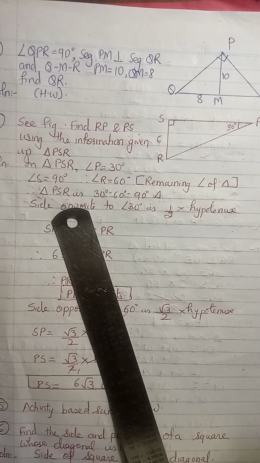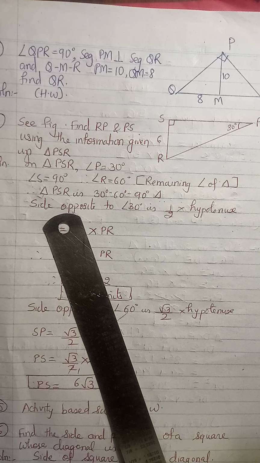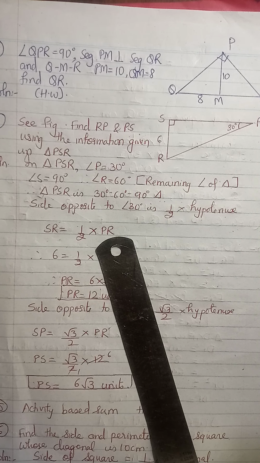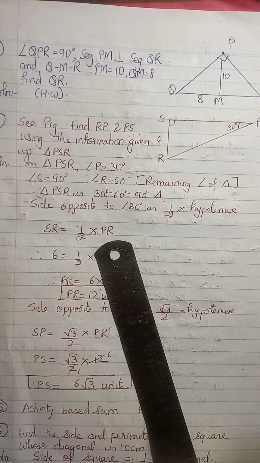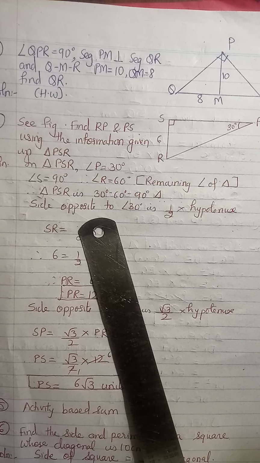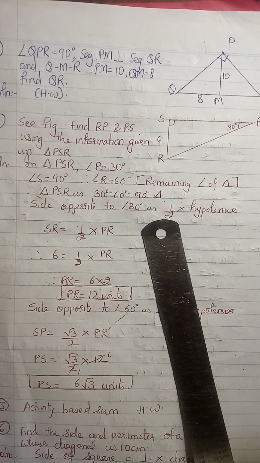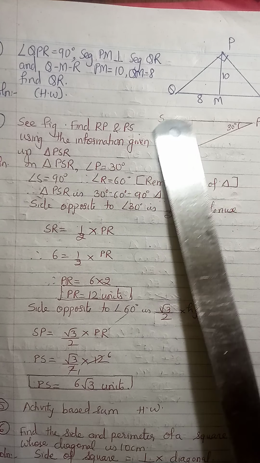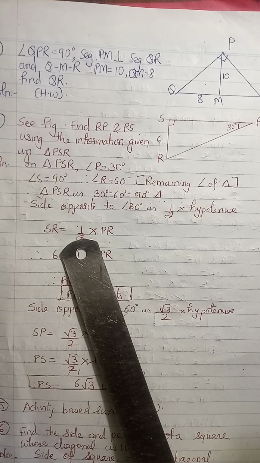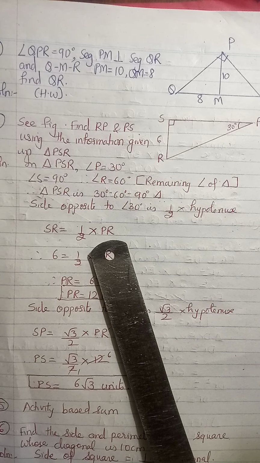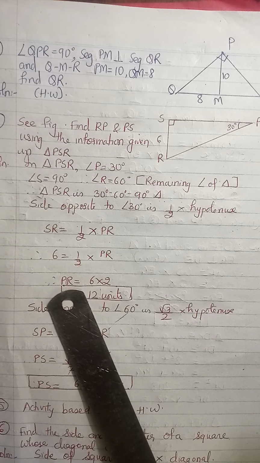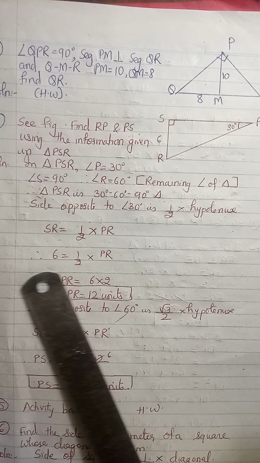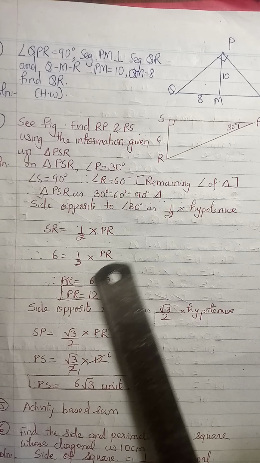Now since the triangle becomes 30, 60, 90 degrees, therefore we can use the 30, 60, 90 theorem. Side opposite to angle 30 is half into hypotenuse. 30 is here, opposite to 30 is SR. SR equals half into hypotenuse. Hypotenuse is PR. So here SR we know is 6, half into PR.